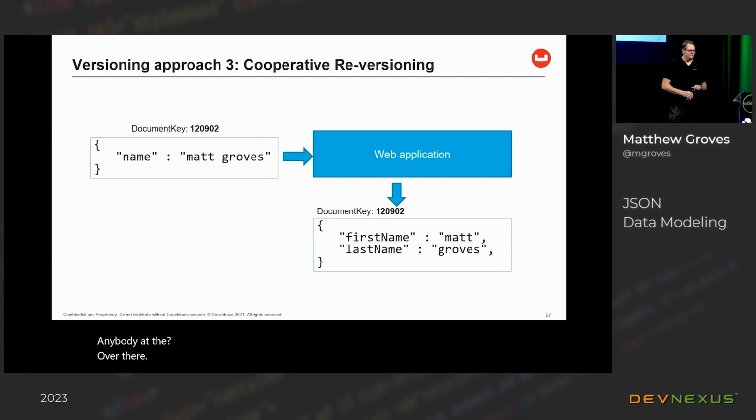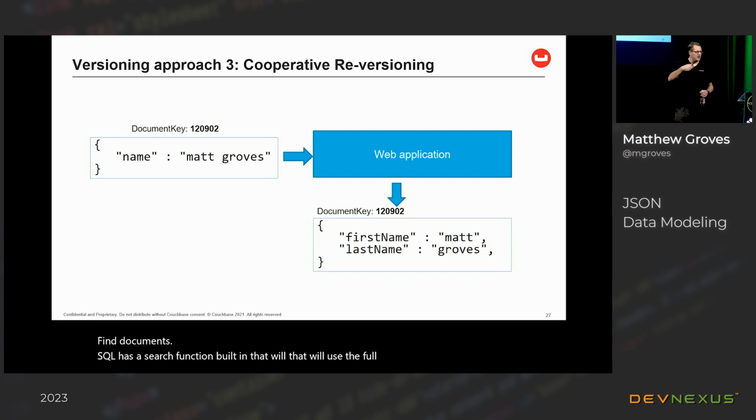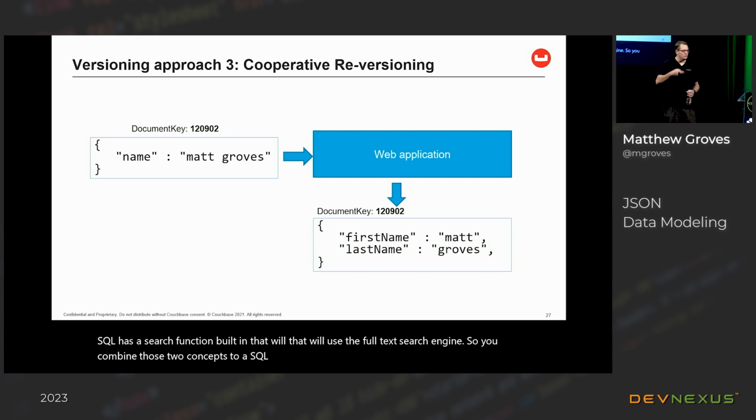So the question was, does full text search in Couchbase support join indices? Do you mean join in the same sense as SQL joins? Yes. So the question is, can I combine documents, even include full text search? The way I do that in Couchbase is that the SQL++ engine has a search function built in that will use the full text search engine. So you can combine those two concepts, do a SQL join with full text search. So absolutely yes.